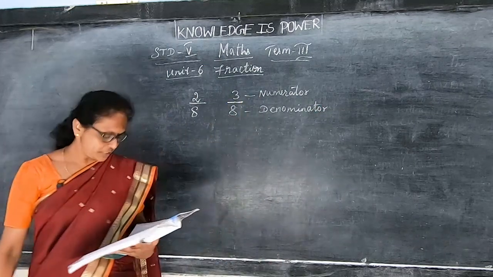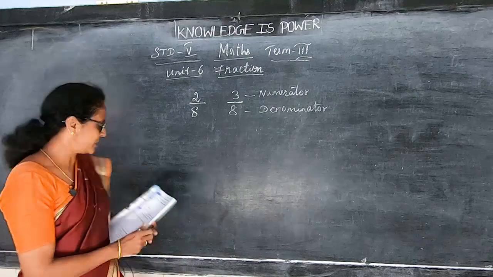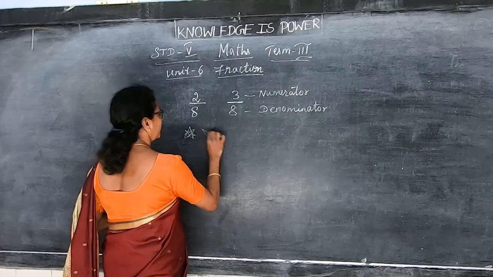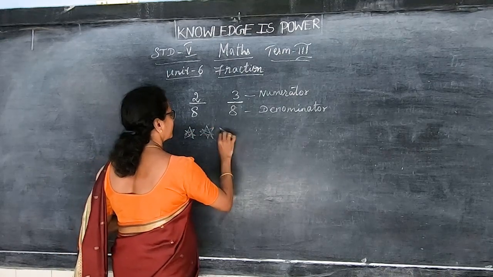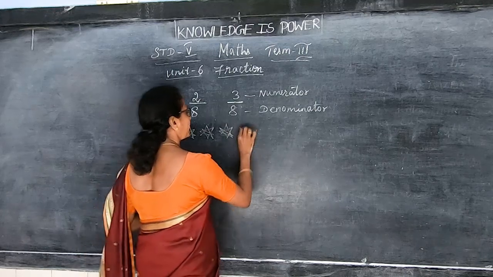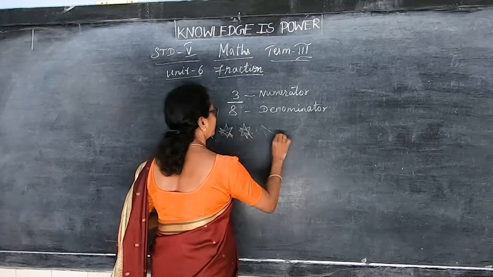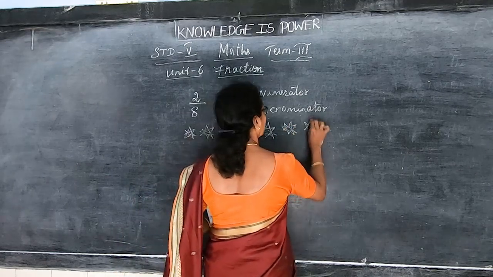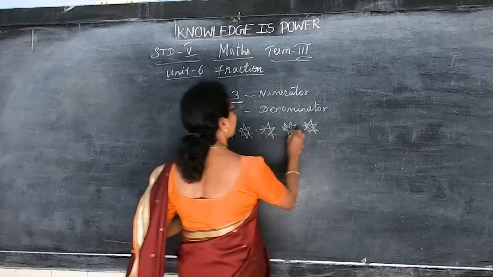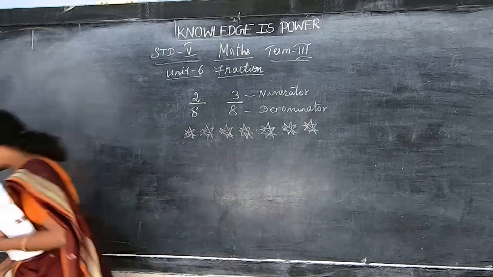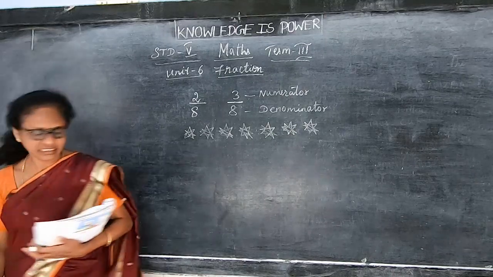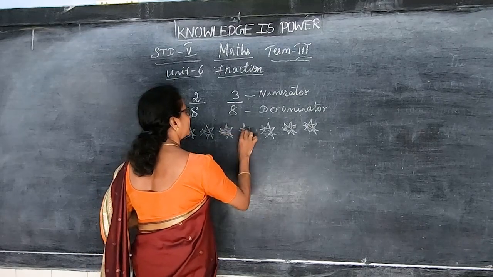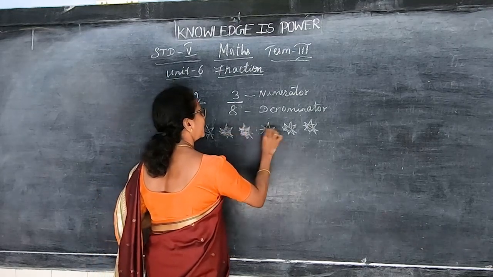Here they are given some stars. So 7 stars are there. In these 7 stars, 2 stars are not shaded and only these are shaded. So this only is shaded.